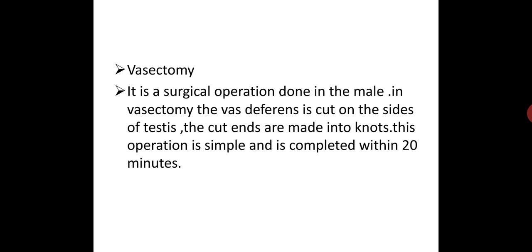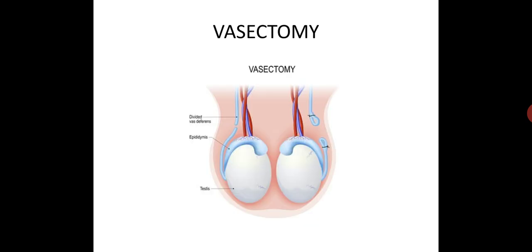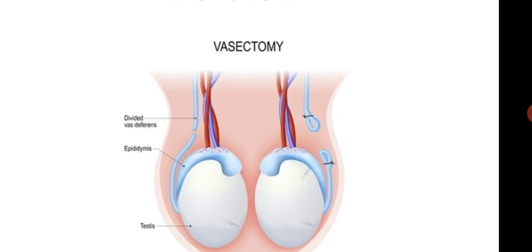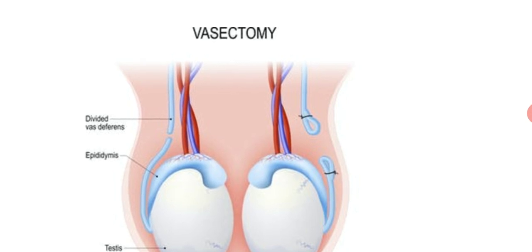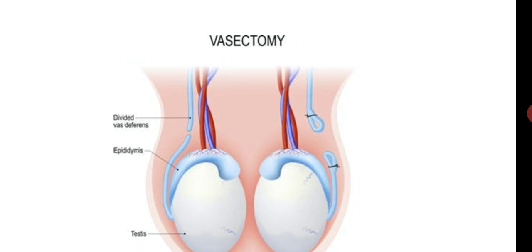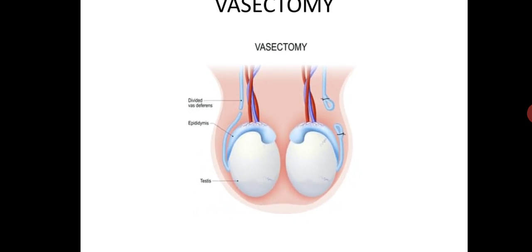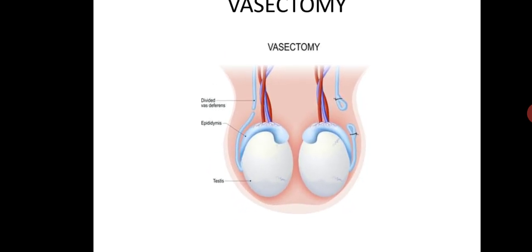Next is vasectomy. Vasectomy is also a surgical operation done in the male. In vasectomy, the vas deferens is cut on the side of the testes and the cut ends are made into knots, and this operation is simple and completed within 20 minutes. So here you can see the vas deferens, where it is cut and ligated. That prevents the passage of spermatozoa.